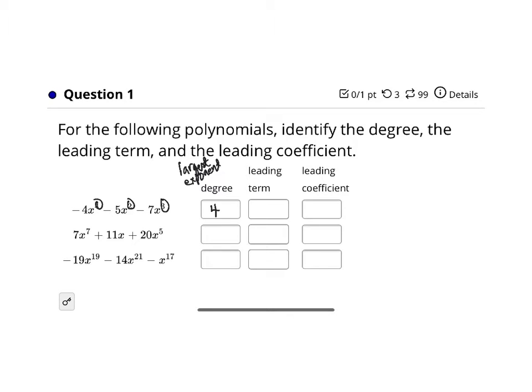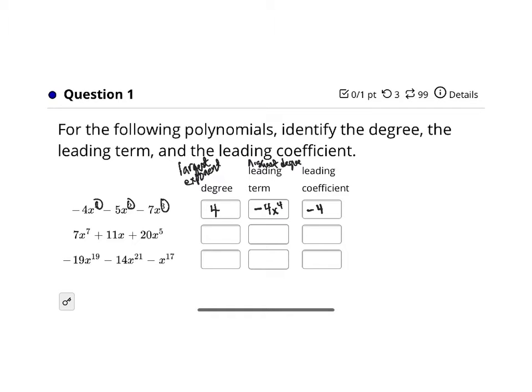So it's a 4. Now the leading term, you're looking at the one with the highest degree. That was with the exponent of 4, so that is the term negative 4x to the 4th. Make sure you include the negative and the exponent variable coefficient. The leading coefficient of that term is negative 4.